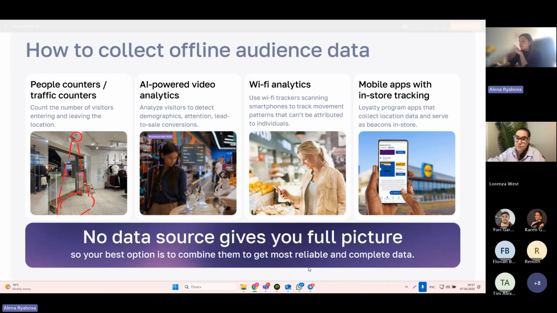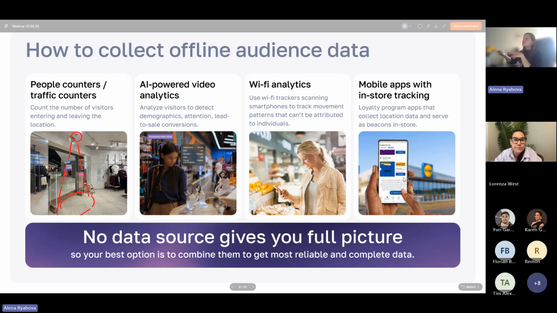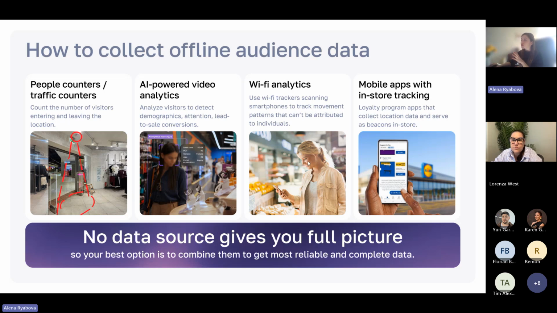But if you have the mobile app, you will be able to integrate these two together and understand that a particular customer of yours is moving like this and buying this offline, this offline. You will have the full understanding of their path.